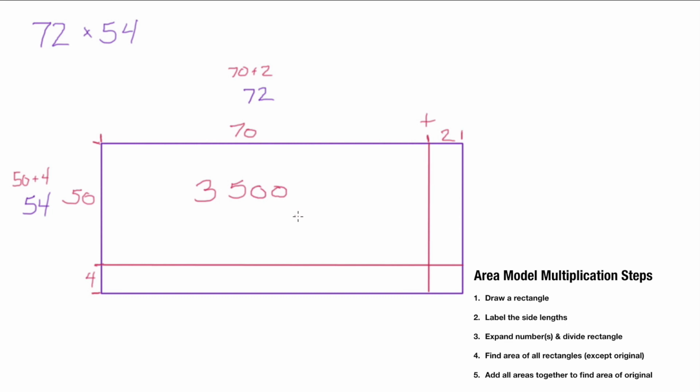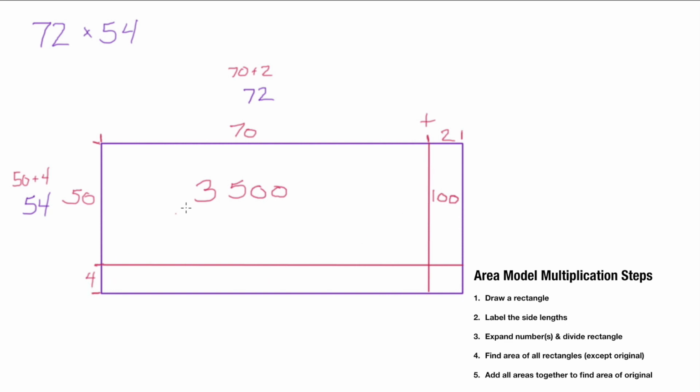Next, we can do 50 multiplied by 2 to give us the area over here. So 5 times 2 we know is 10, but since 50 is in the tens place, we need to add one more zero to get 100. So the area here is 100 square units.